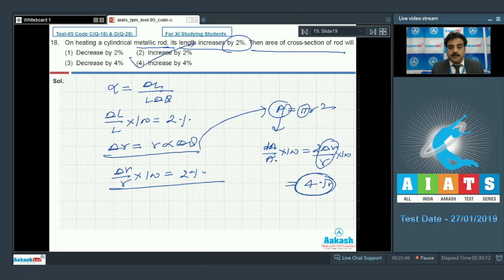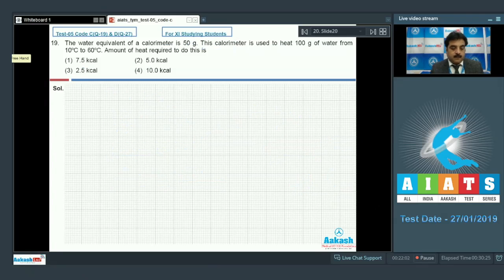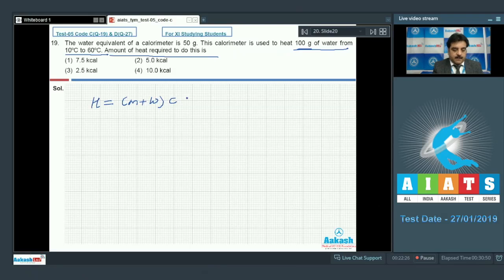So let's move on to question number 19. In question number 19, the water equivalent of a calorimeter is 50 gram. This calorimeter is used to heat 100 gram of water from 10 to 60. The amount of heat required to do this? So we can use the simple formula for the heat: mass plus water equivalent, specific heat and temperature difference. Water equivalent is 50 and the calorimeter is used to heat 100 grams, so total mass will be 150.